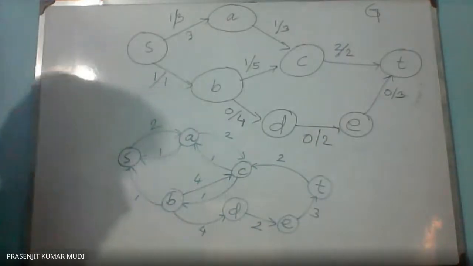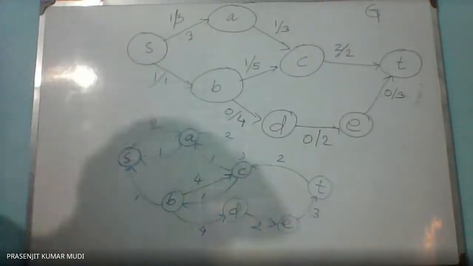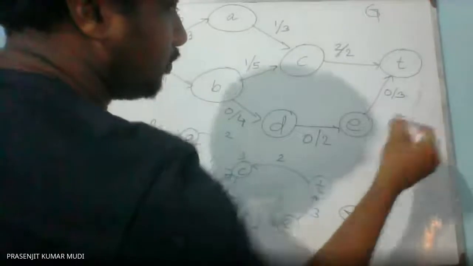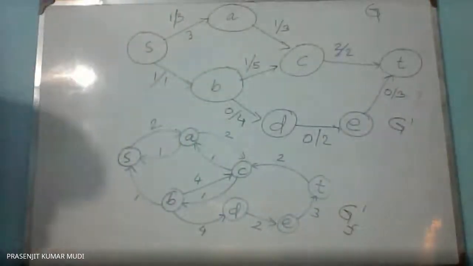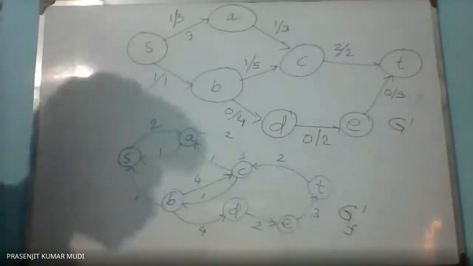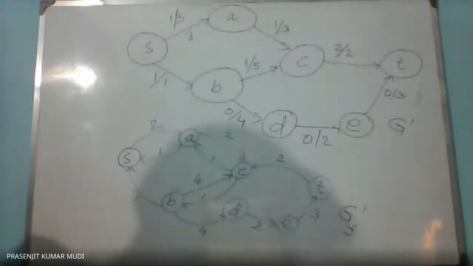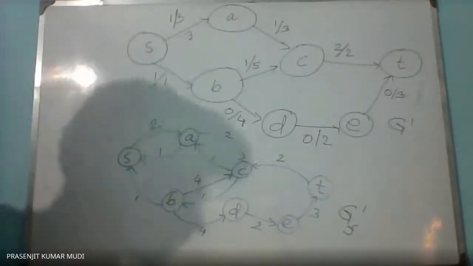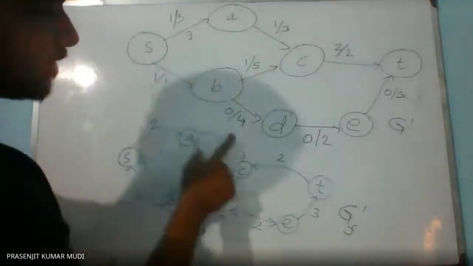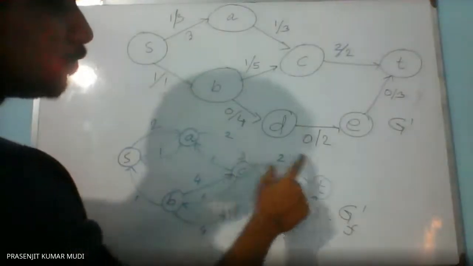ঠিক আছে, মিলেছে তোমাদের রেসিডুয়াল নেটওয়ার্কের সাথে? This is GF. Yes, sir. GF1 corresponding to this G1 modified flow network. And can you find any augmenting path over here from source to sink? Can you find? No, sir. Yes, because you can go S to A and then A to C, but you are unable to go C to D.